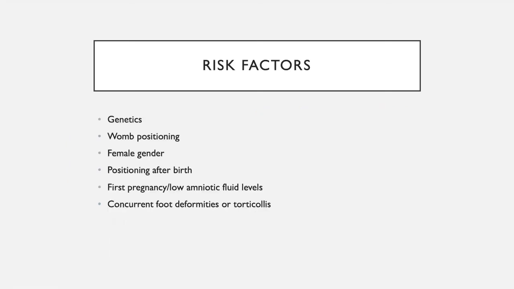There are many risk factors associated with hip dysplasia. Genetics plays a big role. Breech positioning in the womb can limit movement and places hips in a position of flexion and adduction. Females are 4 to 5 times more likely to have hip dysplasia. Positioning after birth with the use of a cradle board, inappropriate swaddling, or using baby carriers that do not allow for proper hip alignment. Low amniotic fluid or first pregnancies can limit fetal movements, and concurrent foot deformities or torticollis can also increase your risk of hip dysplasia.